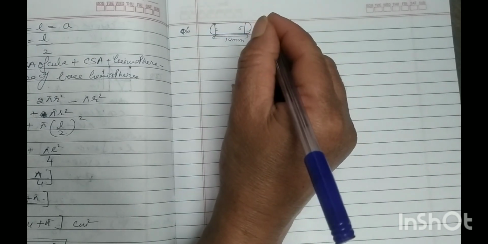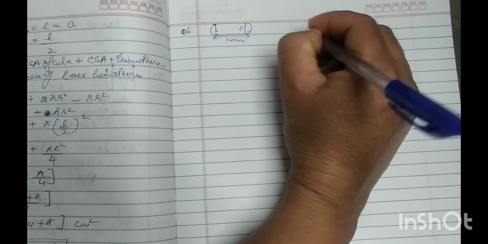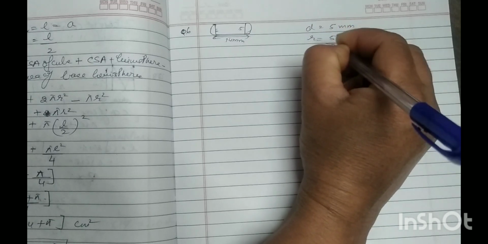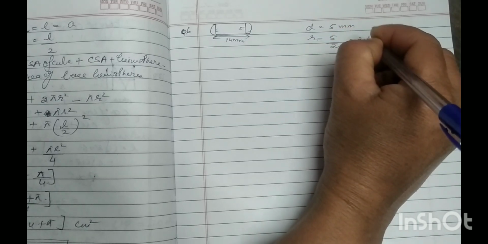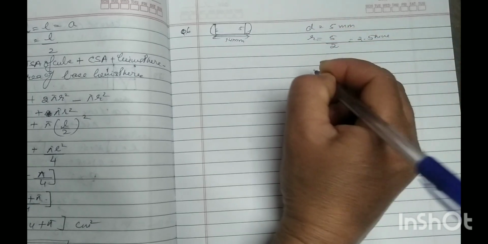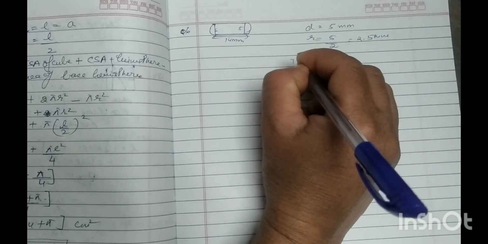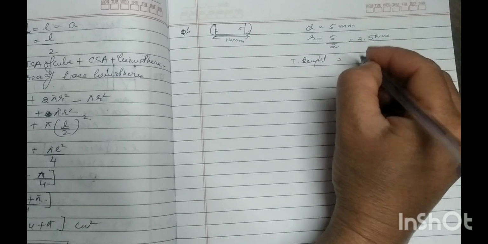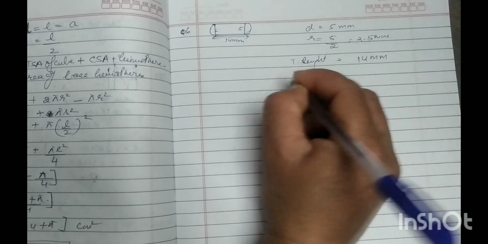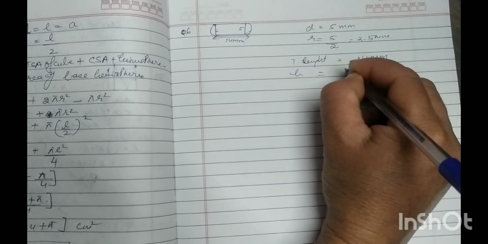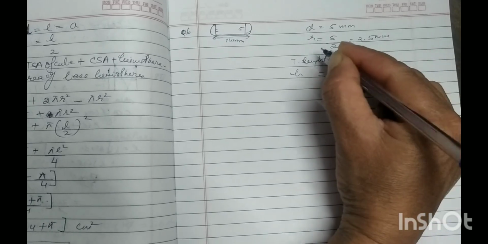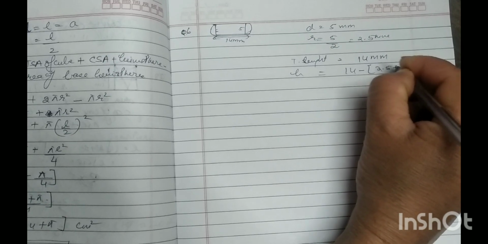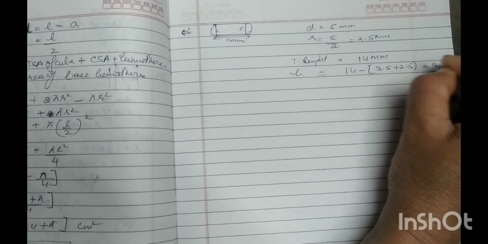Find its surface area. Diameter equals 5 mm, so radius will be 5 by 2, that equals 2.5 mm. Total length is 14 mm. So the height of the capsule will be 14 minus, because both sides are hemispheres, 2.5 plus 2.5, equals 9 mm.